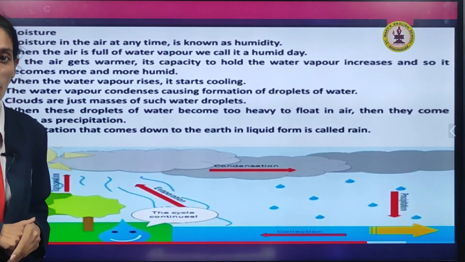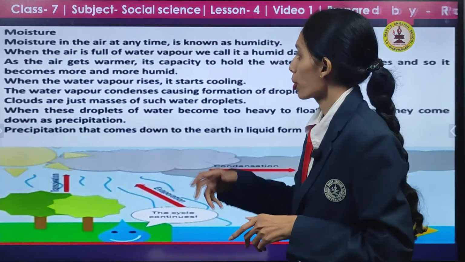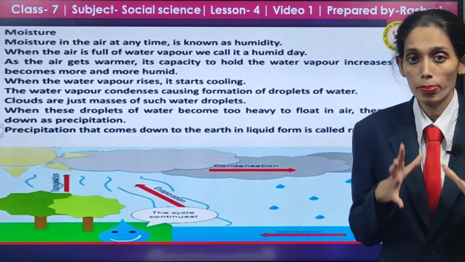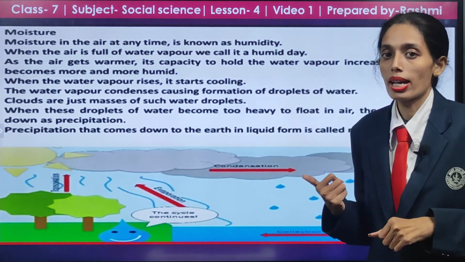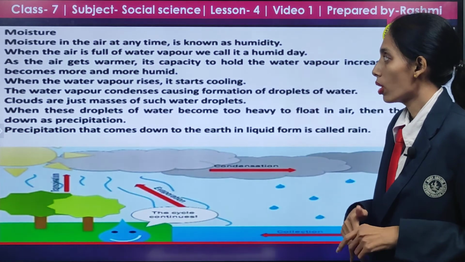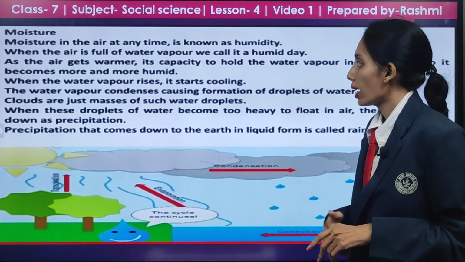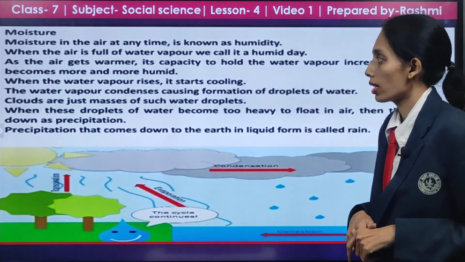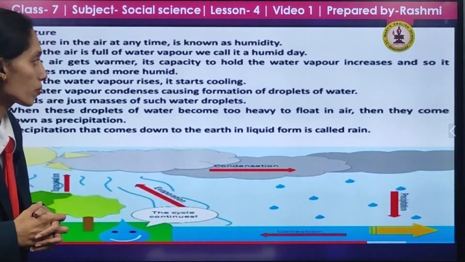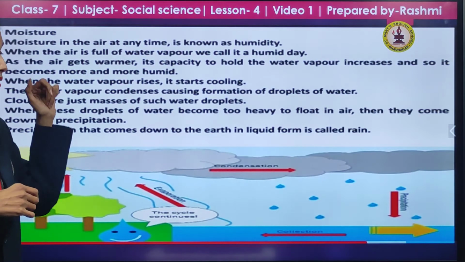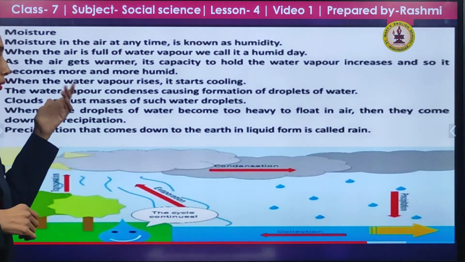Let's talk about moisture in detail. What is moisture? Moisture in the air at any time is termed as humidity. When air is full of water, we call it a humid day. As the air gets warmer, its capacity to hold water vapor increases and it becomes more and more humid. The ability to hold on to the water vapor shows the capacity and even shows the humidness of the area.